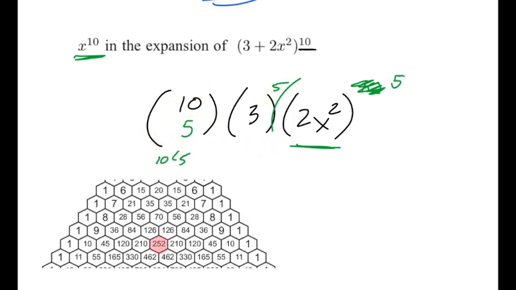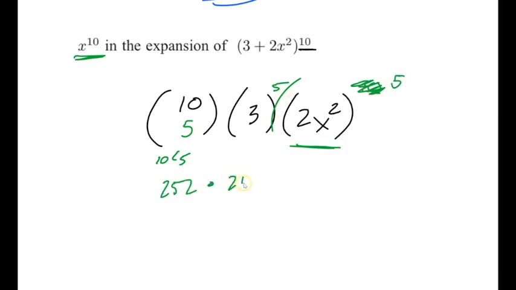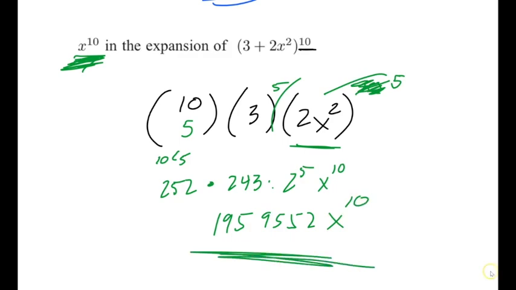10 choose 5. We'll use our calculator again because I think it's going to be pretty big. Not terribly big, but bigger than I want to deal with. So 252. 3 to the 5th is 243. That 5 goes to both of them. The 2 to the 5th, x to the 10. Again, which is the one I wanted. That's why I couldn't put a 10 there, because it would be too big. I want x to the 10. And then now you just gotta simplify that. Use the calculator. 252 times 243 times 2 to the 5th, which is 32. And I get that monstrosity, 1959552, x to the 10. And that's the idea.